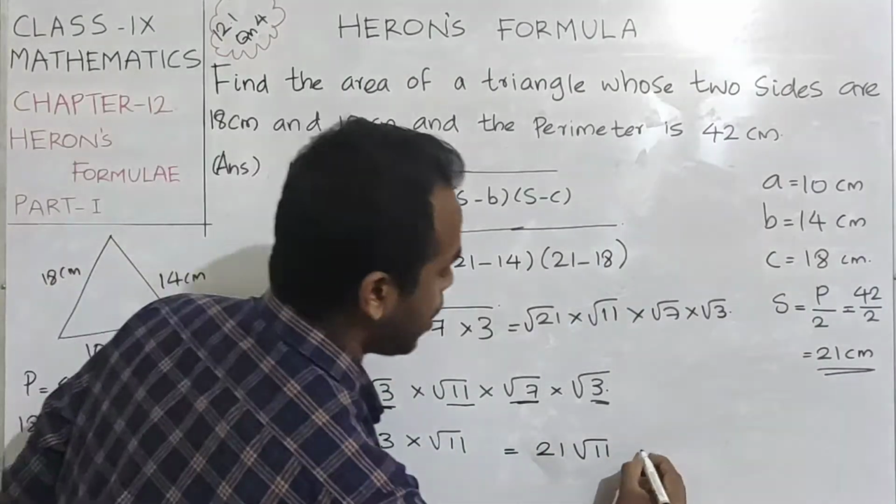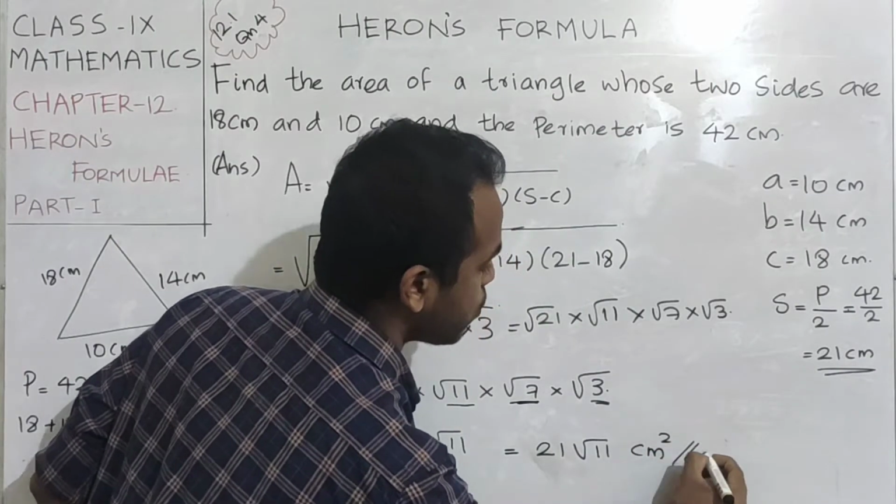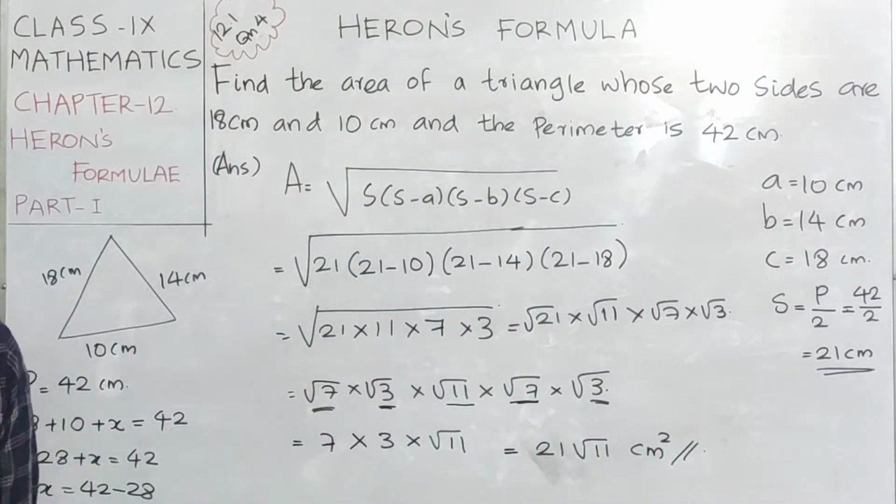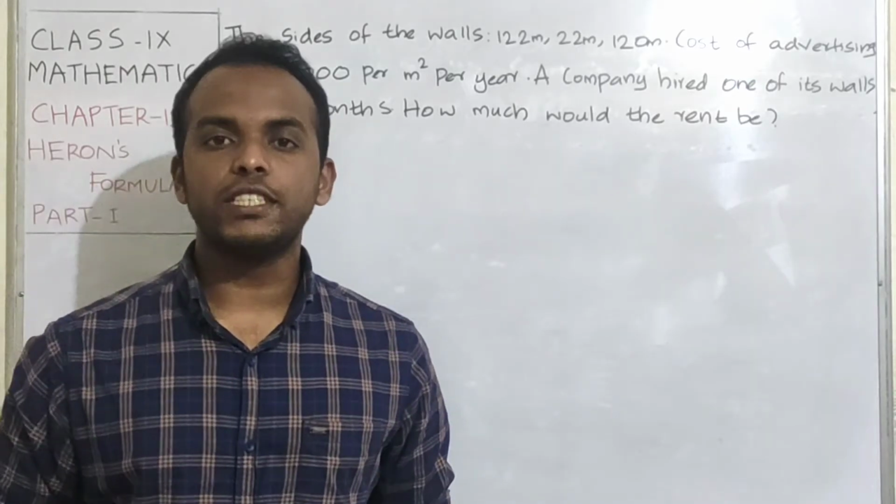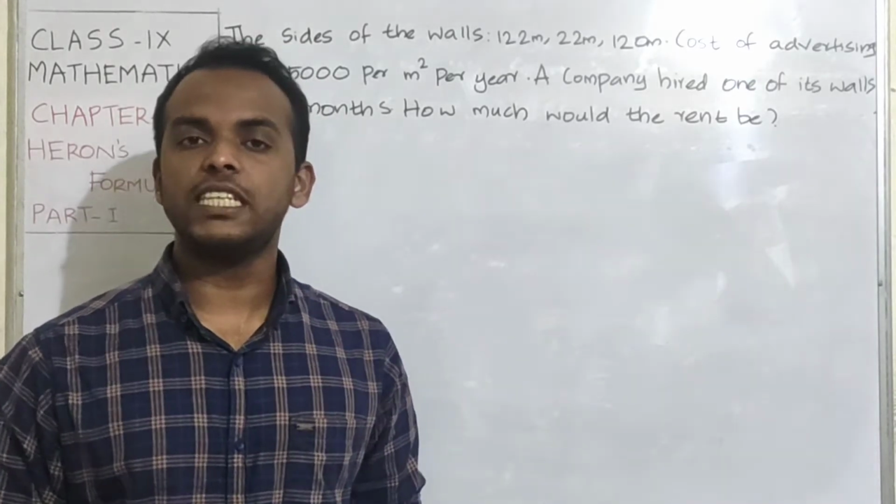So this is the area of the triangle. So we have found the answer. I hope this is clear for you. Let us see one more question from the same exercise. This is your question number 2.